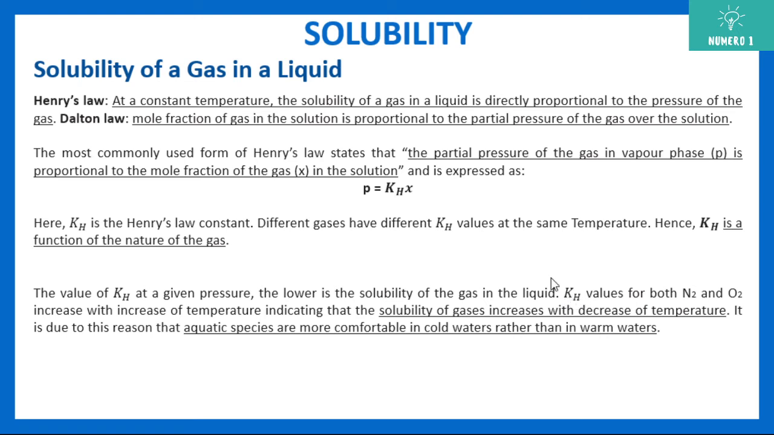For example, here the Kh values for both nitrogen and oxygen increase with increase in temperature. That means as the temperature increases, the solubility decreases. If solubility is decreasing, that means less gas is available. This is the main reason why aquatic animals prefer to live in cold waters rather than warm water, because in cold water there is more oxygen and nitrogen present. Since there is more oxygen, they can live easily, whereas in warm water, due to less oxygen, they do not feel comfortable and do not want to live there.